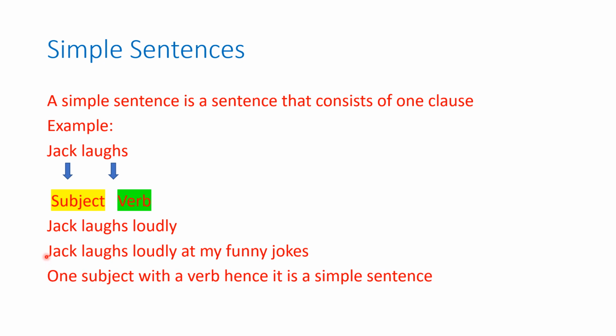Look at this. We make it a little more complicated and say, Jack laughs loudly at my funny jokes. Again, Jack is the subject and there is just one verb. So, one subject with a verb. Hence, it is a simple sentence. If there is one subject and one verb, then it is a simple sentence, or a sentence consisting of one clause is a simple sentence. There has to be one subject and one verb.